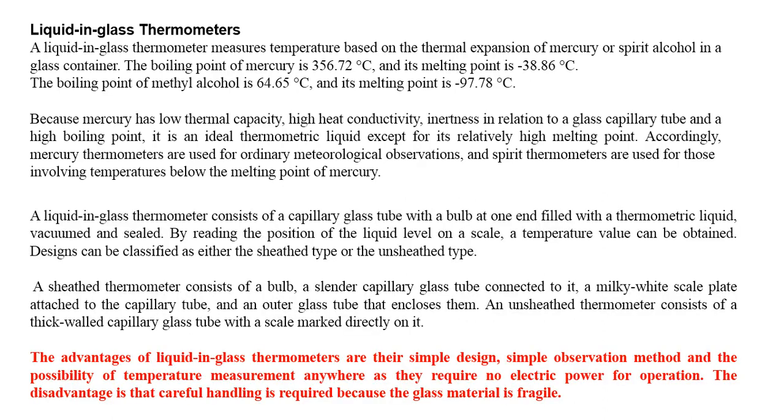Now the glass and liquid thermometer consists of a capillary tube with a bulb at one end and is filled with the thermometric liquid, which is vacuumed and sealed. By reading the position of the liquid level on the scale, the temperature value can be obtained.